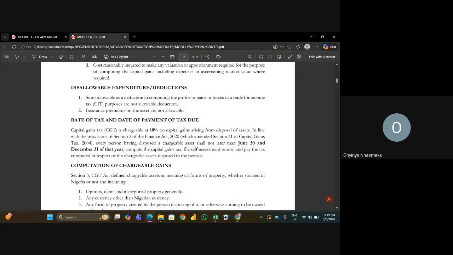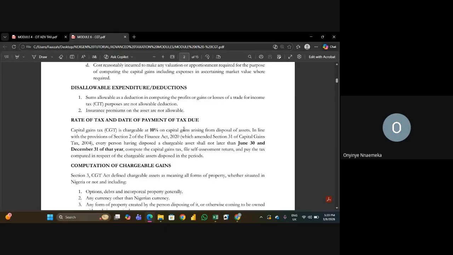Okay. So the rate for CGT is 10% on capital gains arising from disposal of assets. So if you get your capital gains, you just multiply by 10%. In line with the Finance Act 2020, every person having disposed of a chargeable asset shall, not later than 30 June and 31 December of that year, compute capital gain, file self-assessment, and pay the tax computed in respect of the chargeable asset disposed in the period.